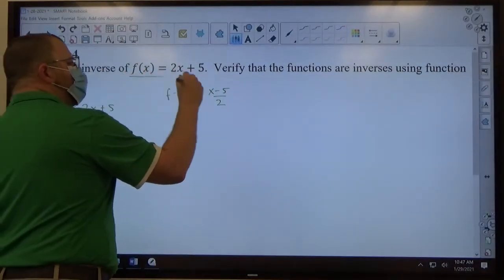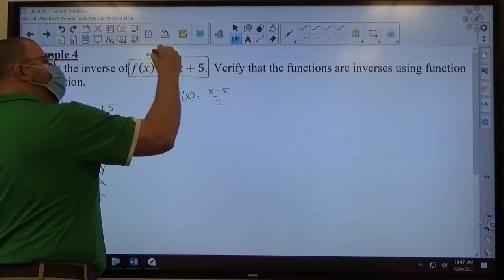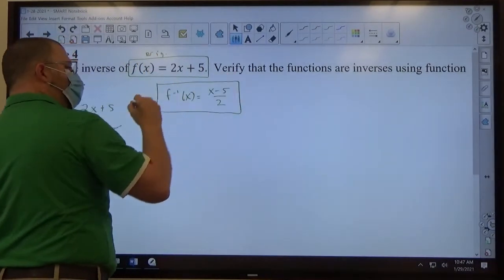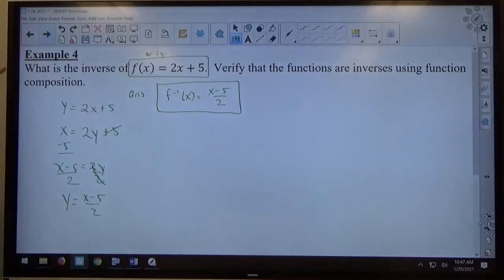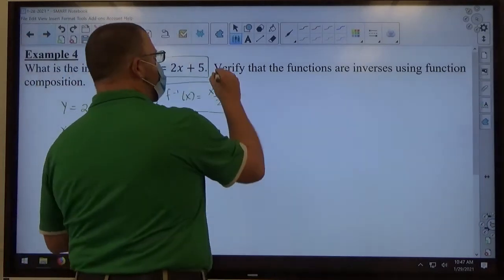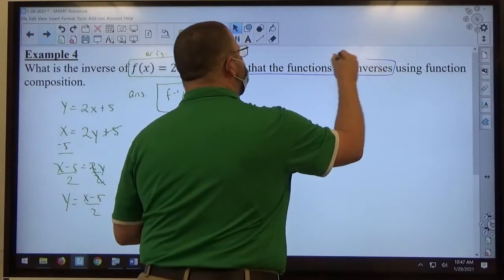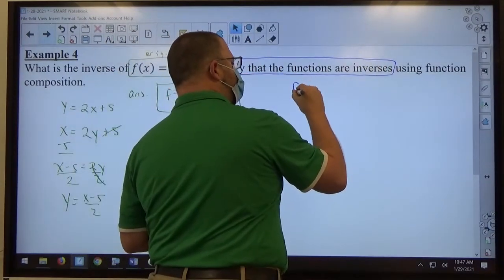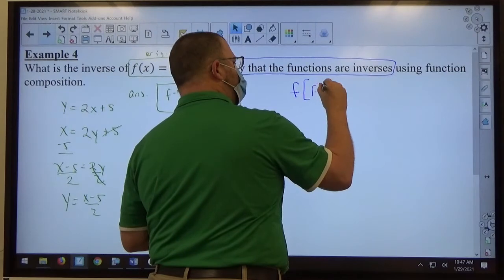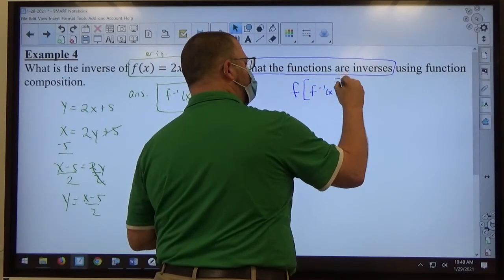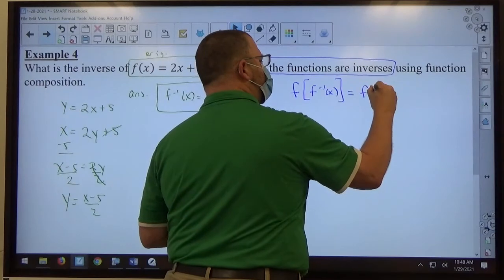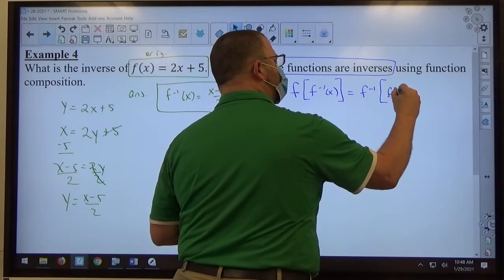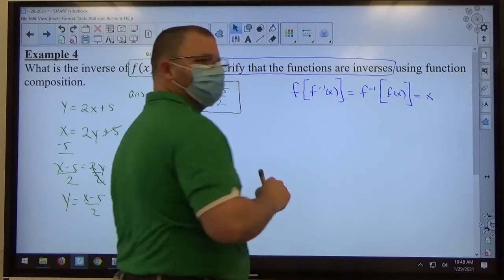So our original function is this. Our answer, our inverse function is this. That's part A. What is the inverse of that? The inverse of that is x minus 5 over 2. The verification part, if you verify functions are inverse, this is what should happen. If I do f of f inverse of x should equal f inverse of f of x should equal x.